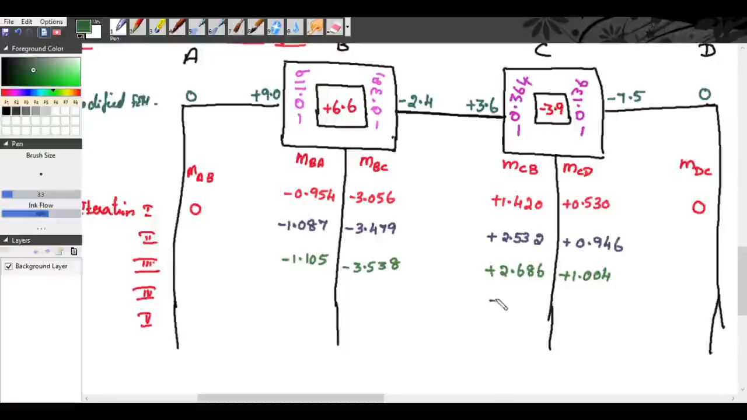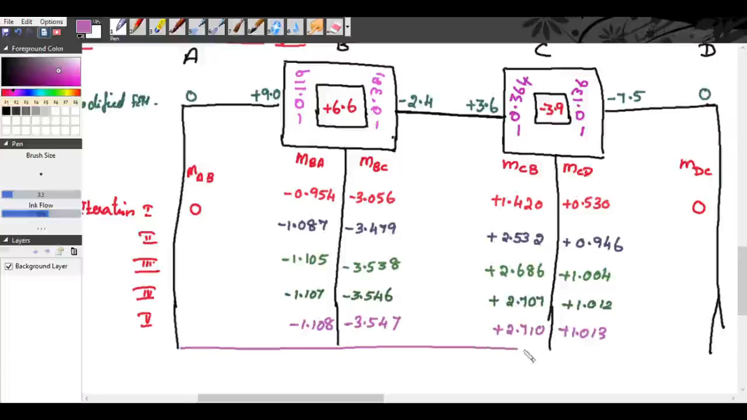So increase the number of iterations, you will get more closer results. Plus 1.012. Here it is minus 3. So I will write the values of the fourth iteration and fifth iteration in the Kani's cycle. In the last iteration, the values are 7.10 plus 1.0707 minus 3.547 and minus 1.10.